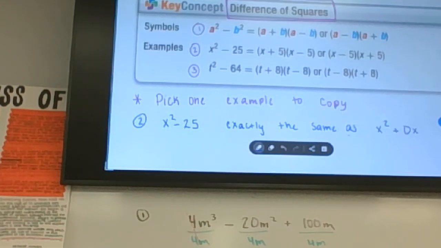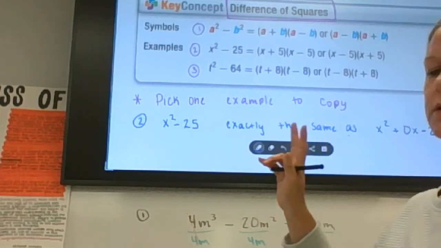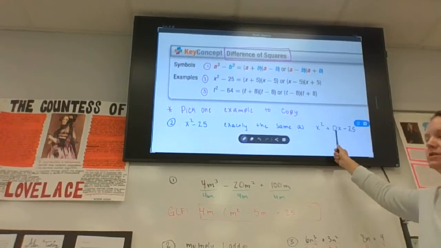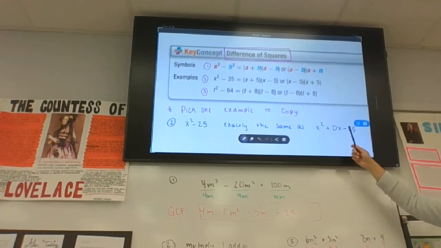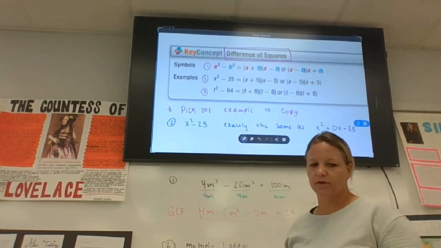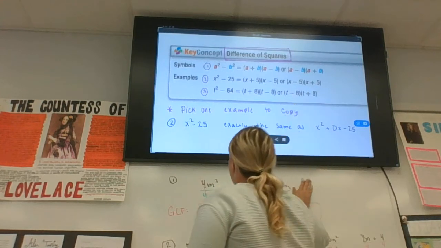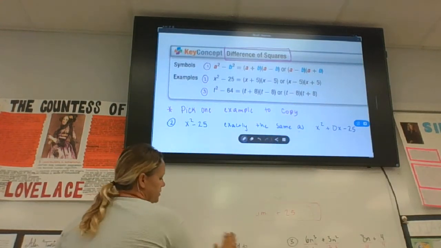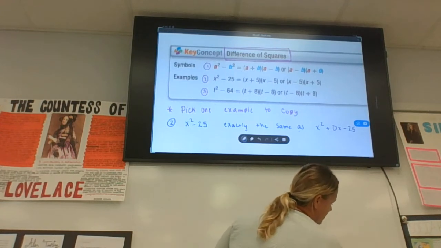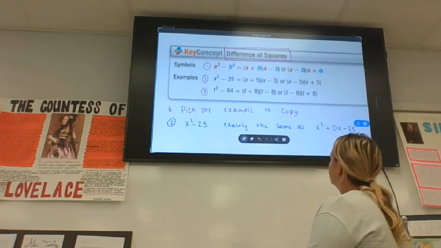x squared plus 0x minus 25, right? So it's a binomial because there's two terms. If it was a trinomial, it would have a 0 in the middle. Since there's a 0 in the middle, the problem doesn't show it, right? We don't just write zeros for no reason. So if there was a 0 in the middle, you would be doing the trinomial method. You would say what multiplies to negative 25 and adds to 0.